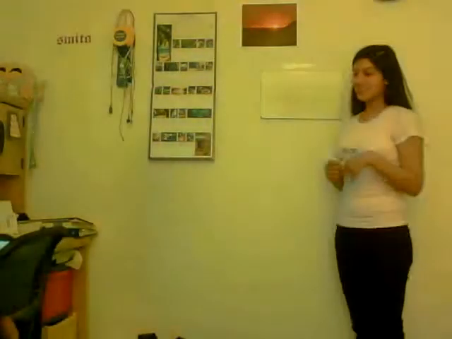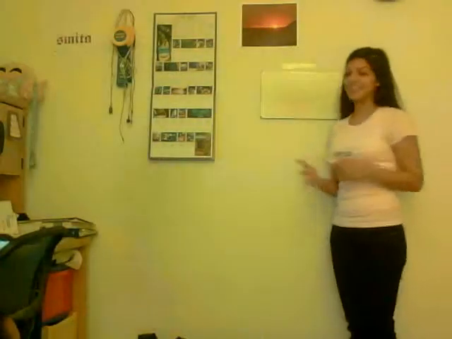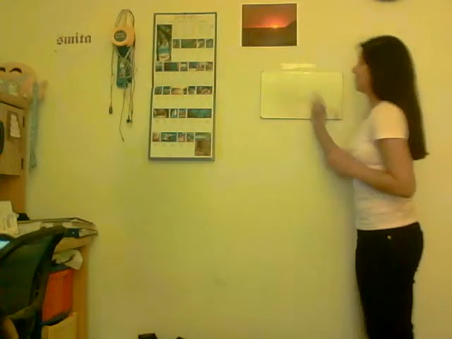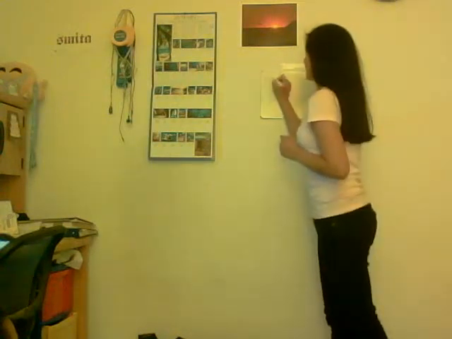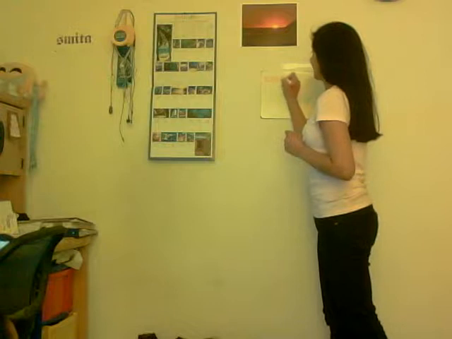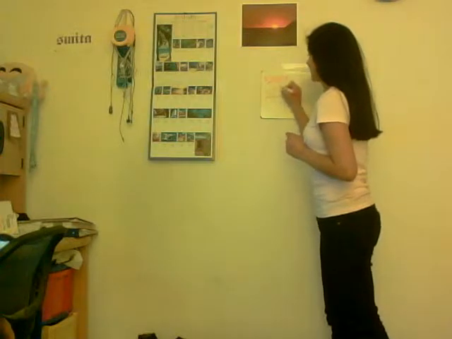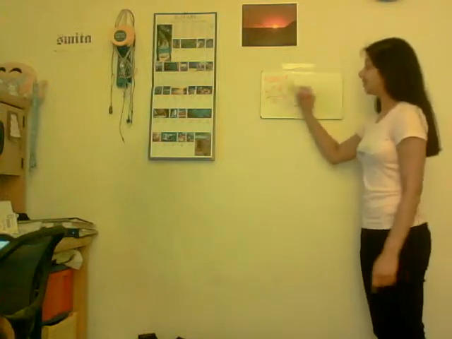Okay, so now I'm going to teach you about different kinds of triangles, okay? The first type of triangle we're going to talk about is a scalene triangle. In a scalene triangle, all three sides of the triangle are different lengths, okay? So like this triangle has 2, 3, 4, so all three sides are different.